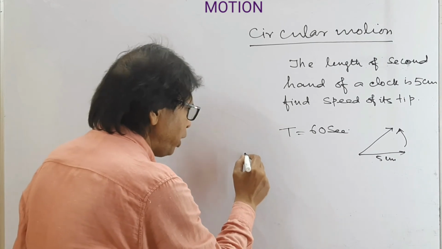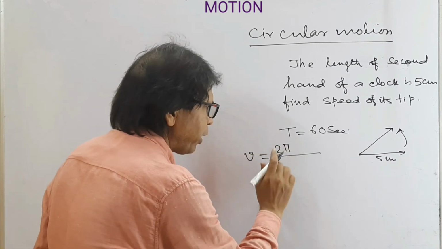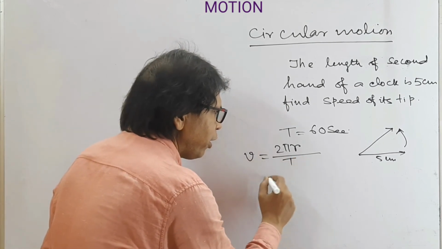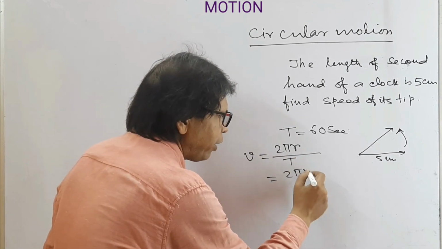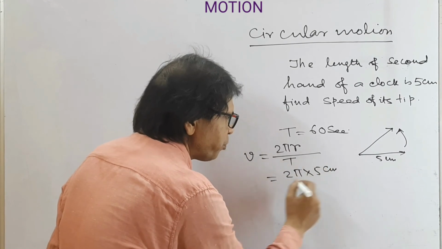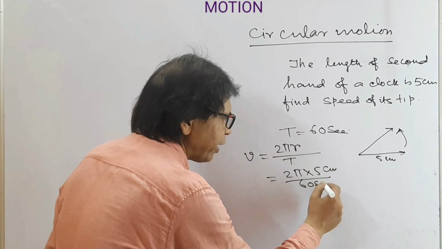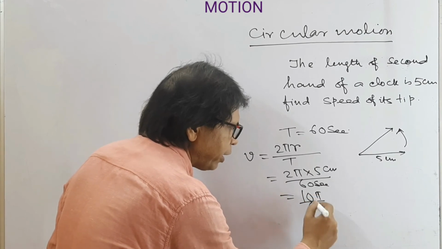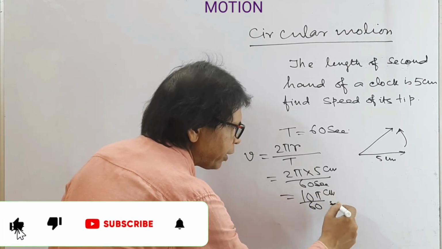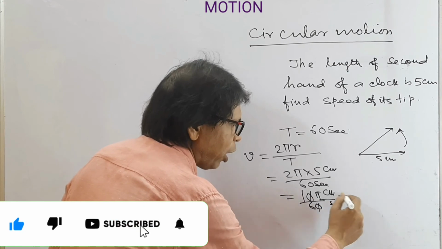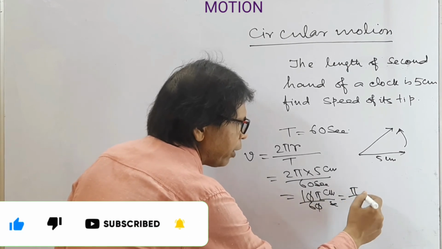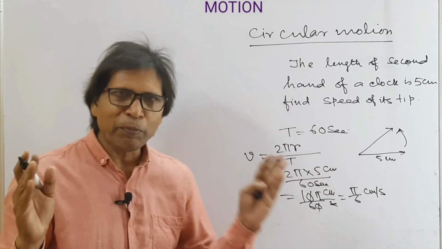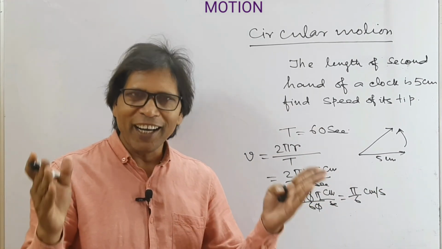Now what is the speed of its tip? V equals circumference 2 pi r divided by T. Now this is 2 pi, r equals 5 centimeter, and this is 60 second. So this is 10 pi by 60 centimeter per second, zero cancels out, so pi by 6 centimeter per second is the speed of the tip of the second hand.